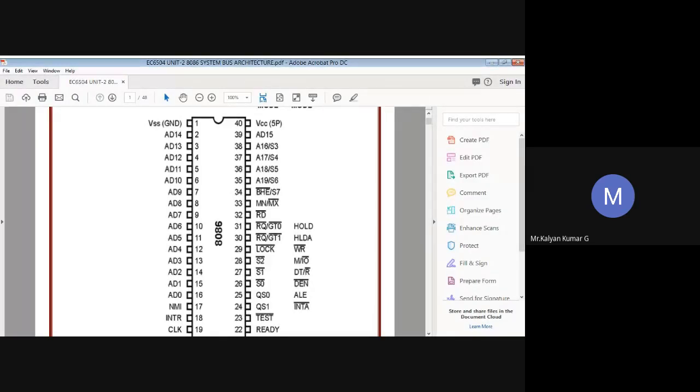Okay, and then moving on to lock. What is the function of lock? It is mainly used as the bus priority lock control. It is actually an output signal. Usually it is activated by a lock prefix instruction, and it remains active until the completion of an instruction prefixed by lock. So for that purpose we use this lock.